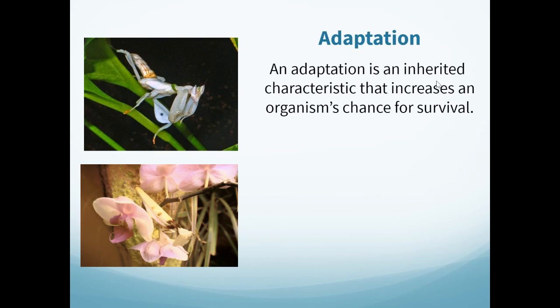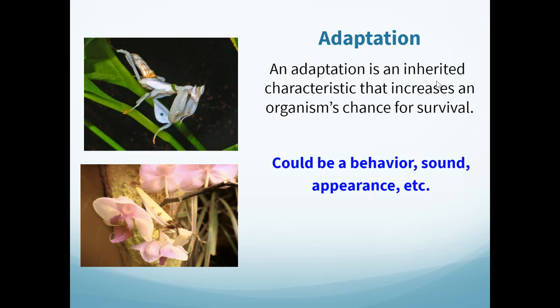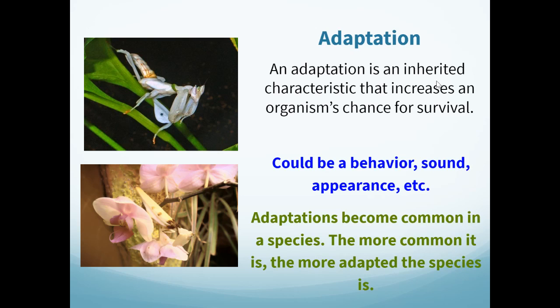Another key vocab word that we need to understand is adaptation and how this plays a role in natural selection. Well, an adaptation is going to be that inherited characteristic that's going to increase that organism's chance for survival. And it could be physical, or it could actually be a behavior, a sound of some sorts, anything that's going to benefit them in their survival. Adaptations will become more common in a species, and the more it is, the more adapted that species may be.